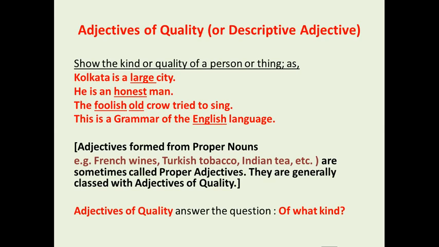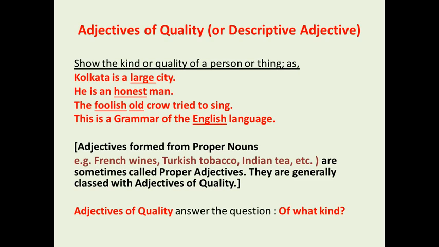Adjectives of quality, or you can say descriptive adjectives. What are these? They show the kind or quality of a person or thing. As, Kolkata is a large city. He is an honest man. The foolish old crow tried to sing. This is a grammar of the English language. So, students, the underlined words are adjectives of quality.